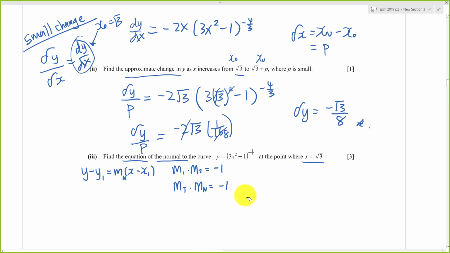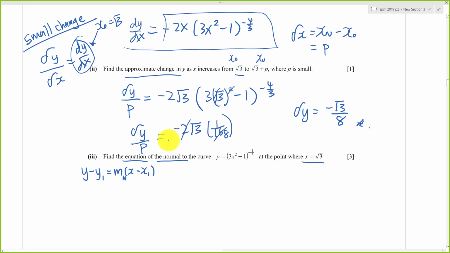Okay, so yeah, we have dy/dx over here. And then we already subbed our square root 3 into dy/dx before, which is, oh, there's a p here, sorry, you want to remove the p. So this one should be your gradient of tangent if you see carefully, isn't it? Or you can resubstitute in if you want, but since I already solved it in part 2, I will just use it. My gradient of tangent, after I sub the square root 3 into it, I should get negative square root 3 over 8.